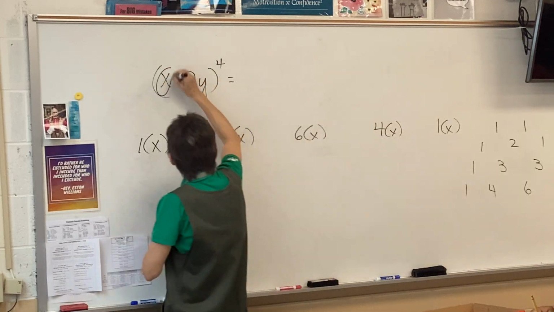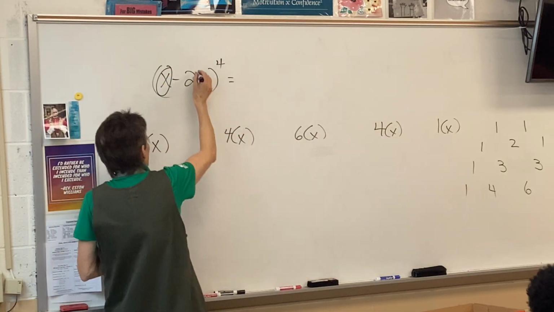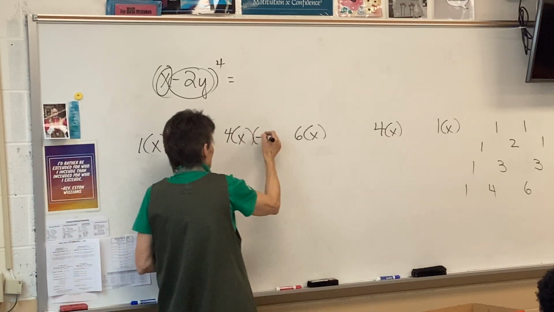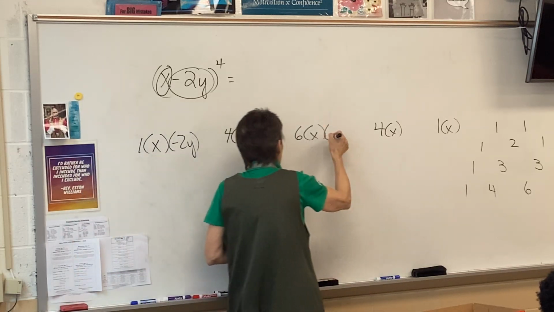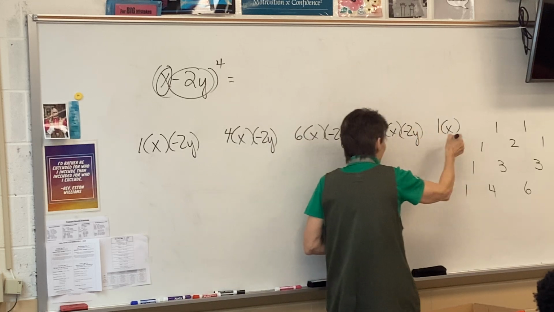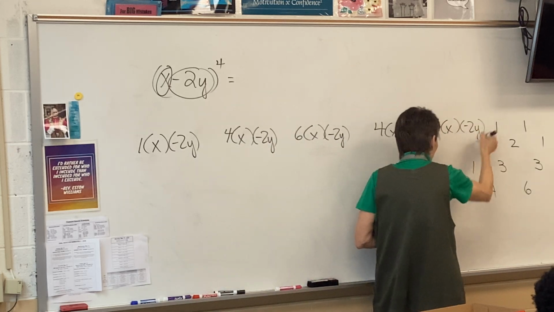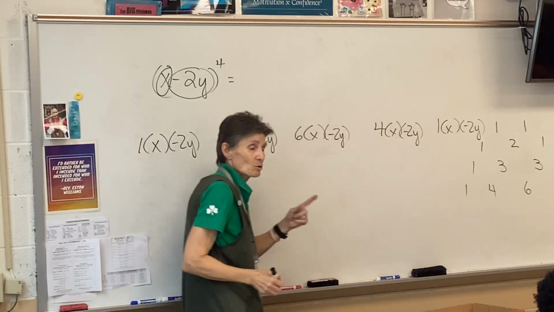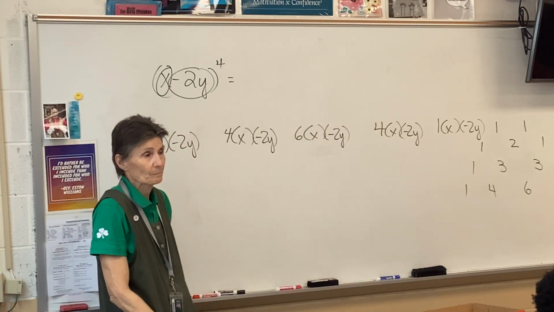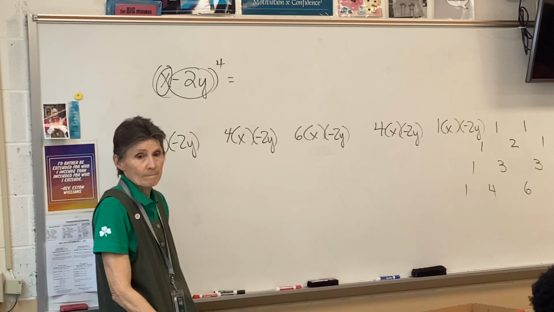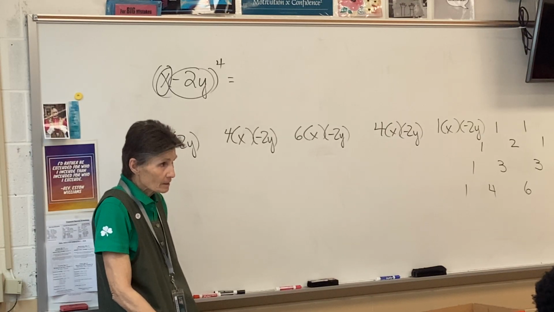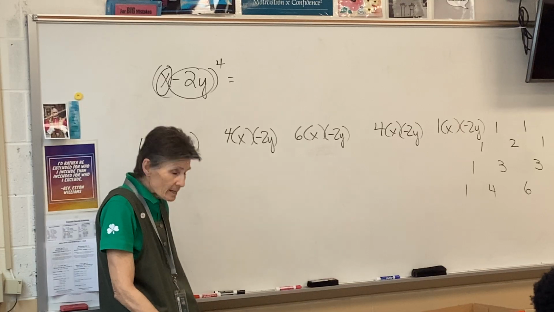Because that's an x right there. And you're going to put a negative 2y. Whatever the 2 pieces are in your problem, that's what goes next to every single one of those numbers. Okay? What's next?